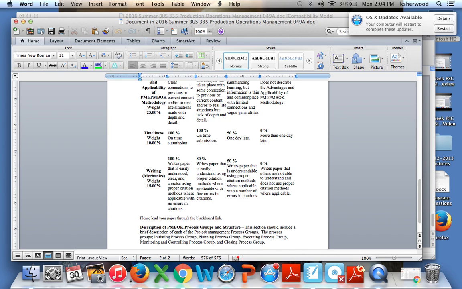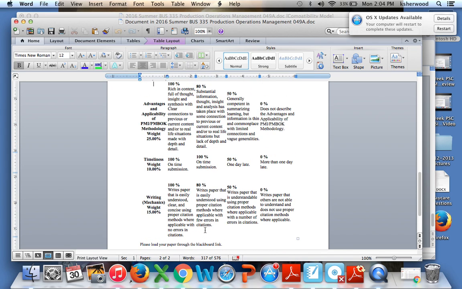What happens during the process group? What are some of the key inputs, key outputs, maybe tools and techniques, etc.? Go through each one of those process groups. And then we get to the applicability, and that's going to be two big paragraphs.